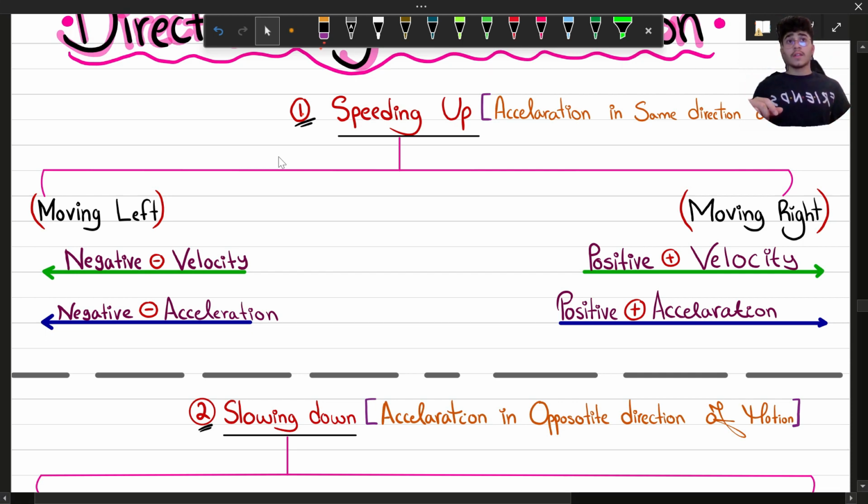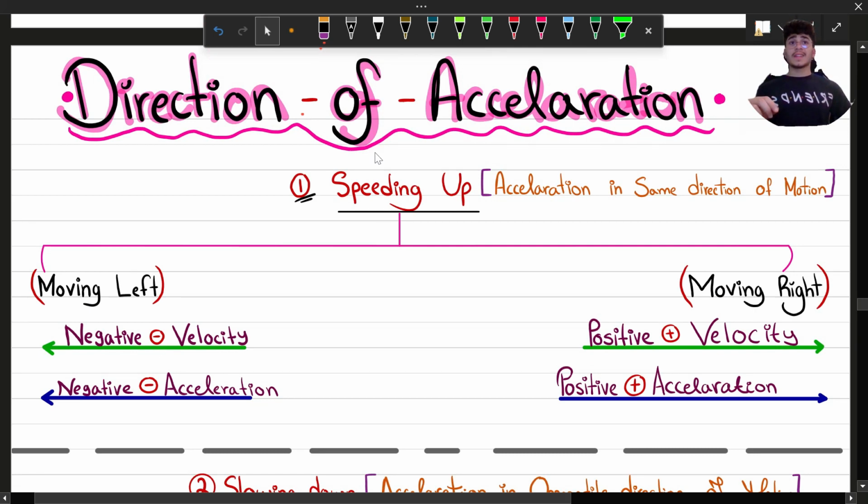Let's have a look at that. So if the object is speeding up, the acceleration is in the same direction as the motion. The motion, by motion we mean the velocity here.